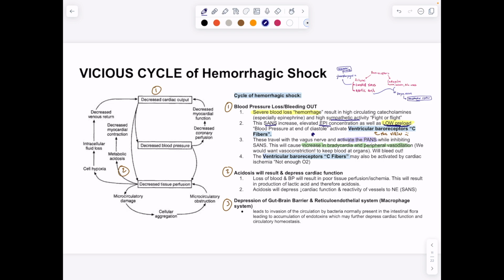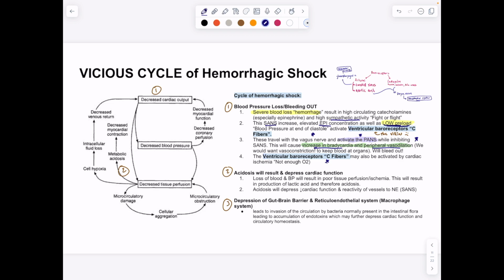And since these travel along the vagus nerve, they are going to activate the parasympathetic nervous system and inhibit the sympathetic nervous system, and this is going to cause an increase in bradycardia and peripheral vasodilation, which is bad because, right, we want to make sure that our organs are getting the blood that they need in hemorrhage. And so if we're doing peripheral vasodilation, we're allowing blood to be maintained in the rest of the body, and so our organs are going to get ischemic, aka not enough oxygen. And so these C fibers are causing this cycle of hemorrhagic shock by activating the parasympathetic nervous system.